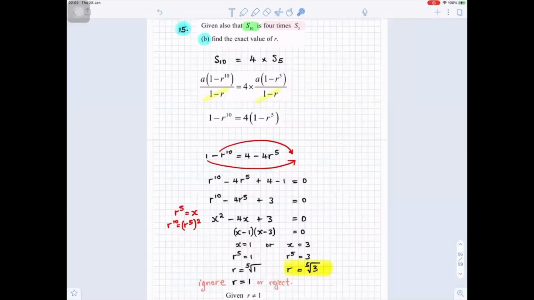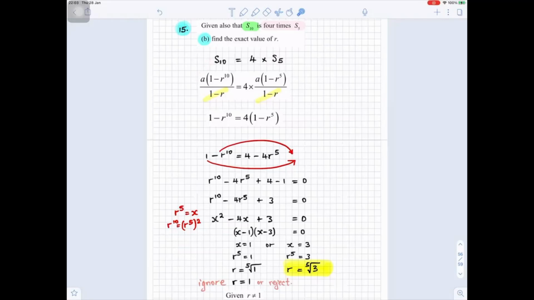Question 15, next part. Given also that S10 is 4 times S5, find the exact value of r. So the sum of the first 10 terms is equal to 4 times the sum of the first 5 terms. So we write down the formula for the sum of the first 10 terms.